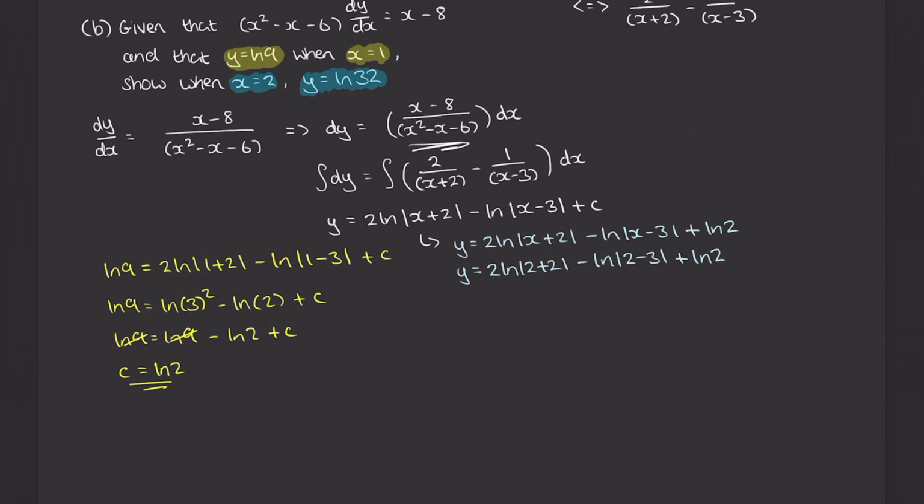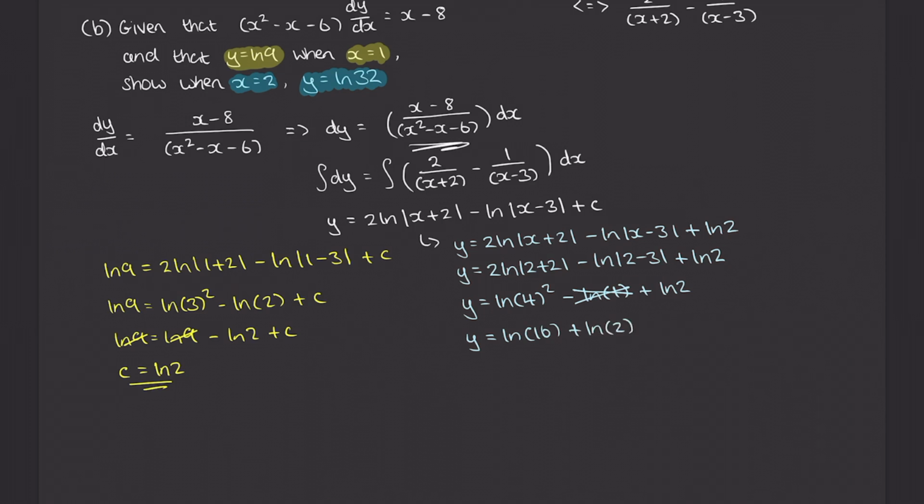So we have y equals, we can simplify all this, so it'll be ln of 4 squared minus ln of 1 plus ln 2. So we can cancel this out because this is just 0. And then what we're left with is y equals ln of 16 plus ln of 2.